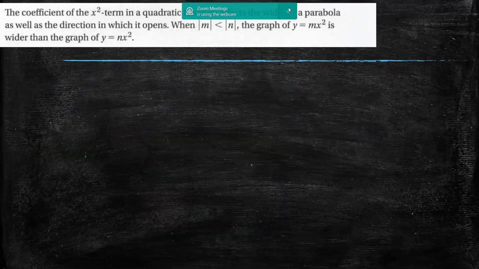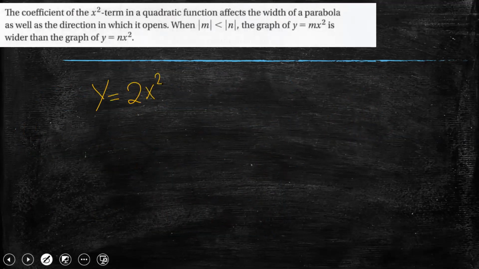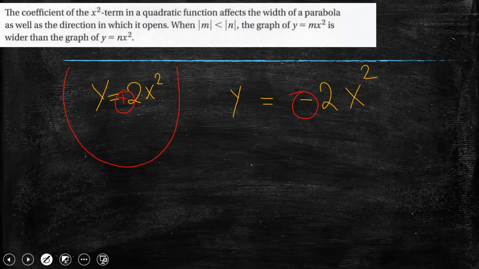sometimes the coefficients of the x terms in a quadratic function affect the width of the parabola as well as the direction in which it opens. So we said before, if you have y equal 2x squared or y equal negative 2x squared, the sign here tells me about the direction to where the curve opens. If it is positive, it will be upward. And if it is negative, it will be downward. This is for the sign of the coefficients.